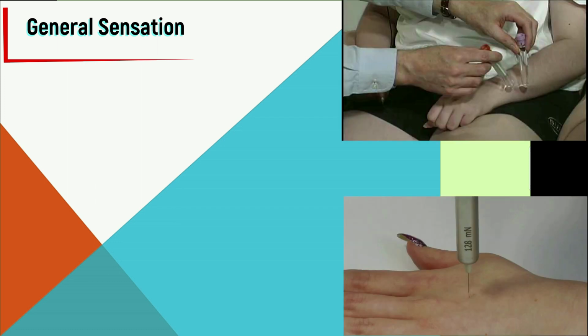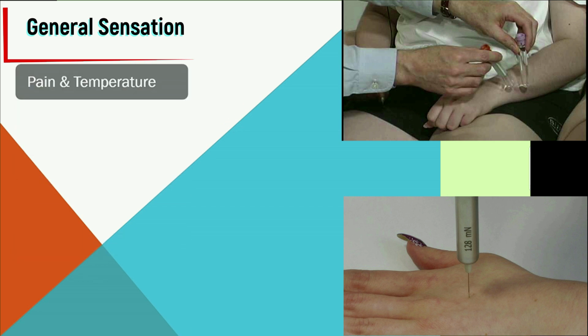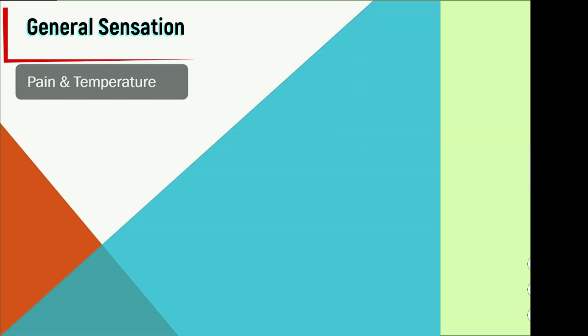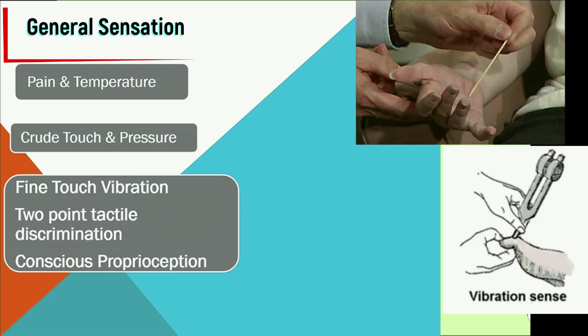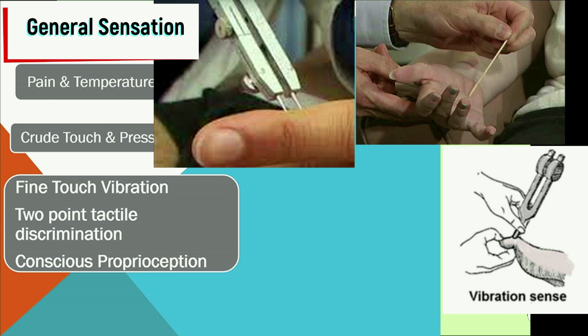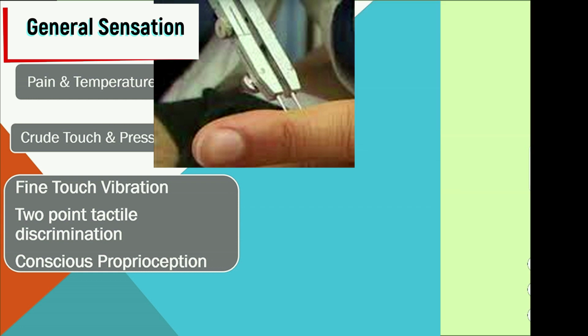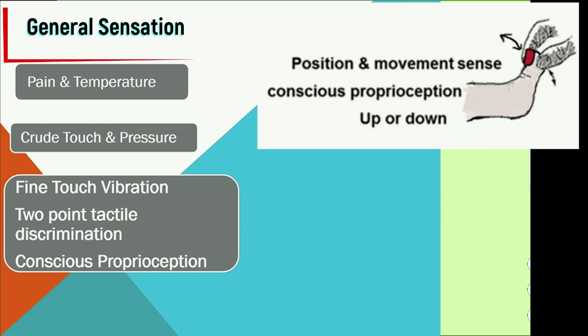So let's talk about the sensations or the stimuli that are perceived by the exteroreceptors, and this is the job of the ascending tracts. Number one, pain and temperature, perceived by the exteroreceptors of the skin. Number two, crude touch and pressure, also perceived through the skin exteroreceptors. Number three, fine touch, vibration, 2-point tactile discrimination, and last is the conscious proprioception.